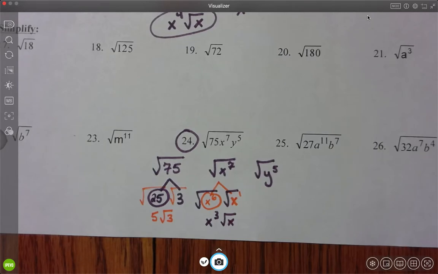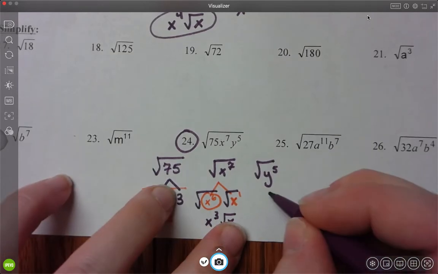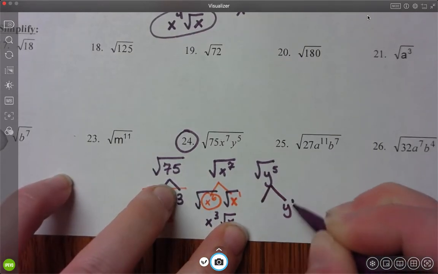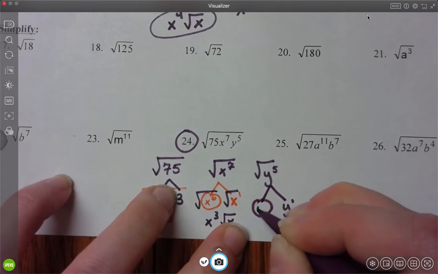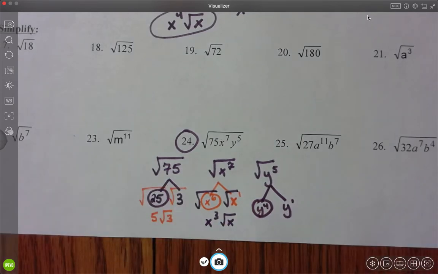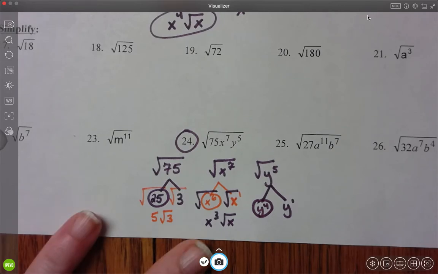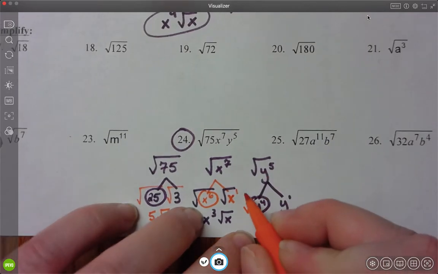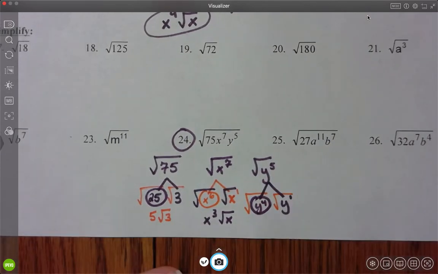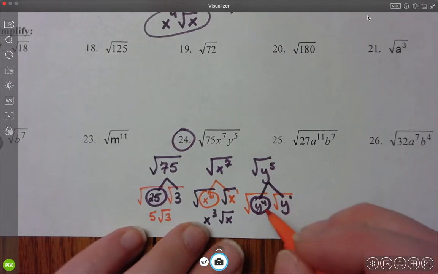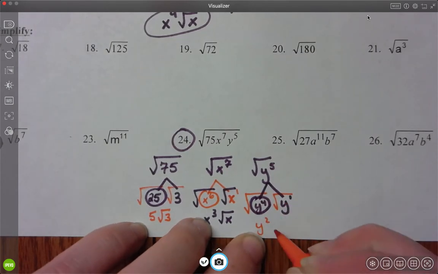Same thing with y to the 5th. I'm going to hang one y off to the side over here. That means there's going to be 4 underneath here. Then the square root of each one of those will give me y to the 5th. The square root of y to the 4th is y squared. The square root of y is just the square root of y.